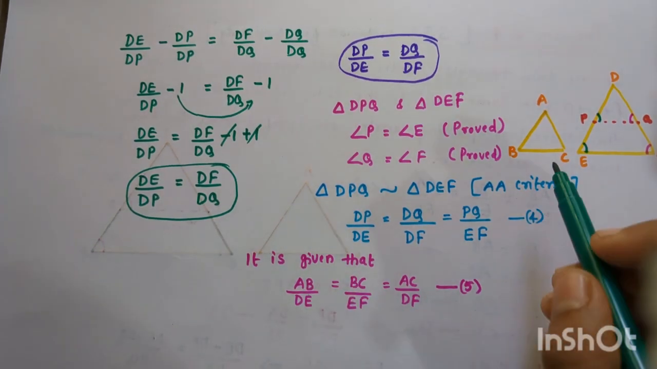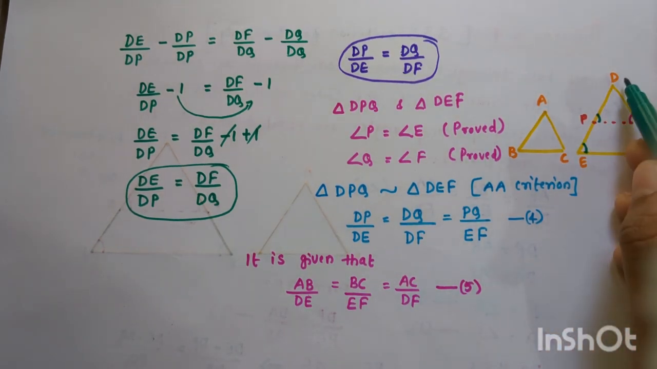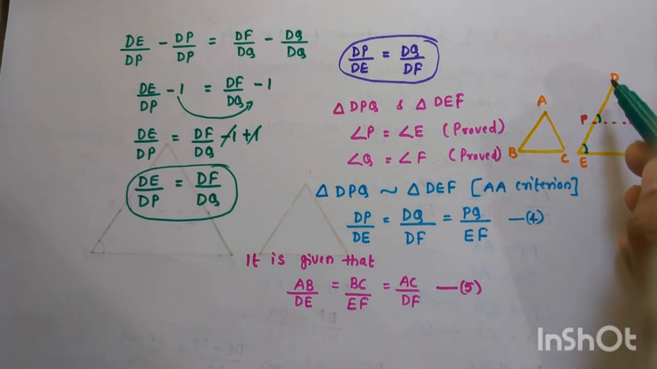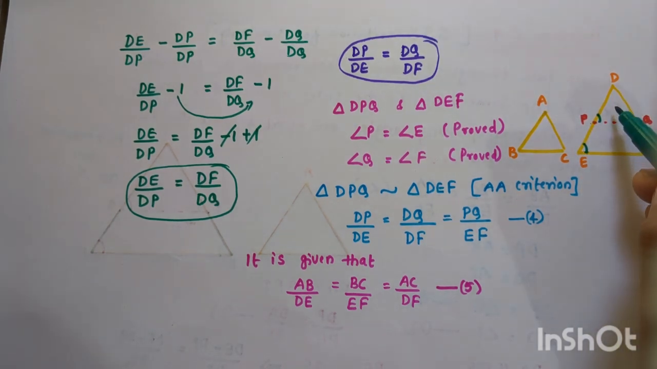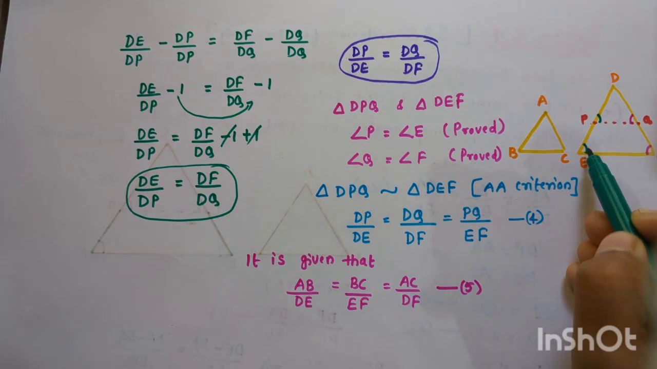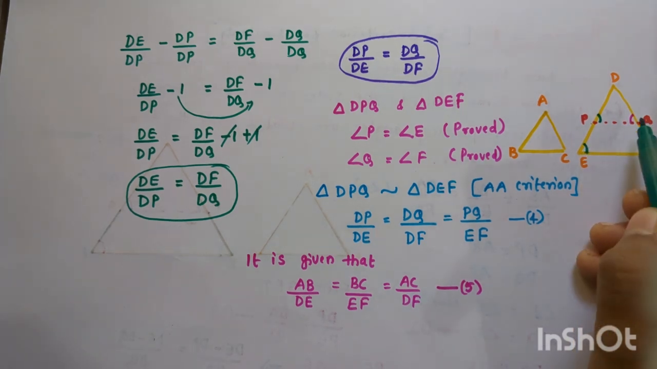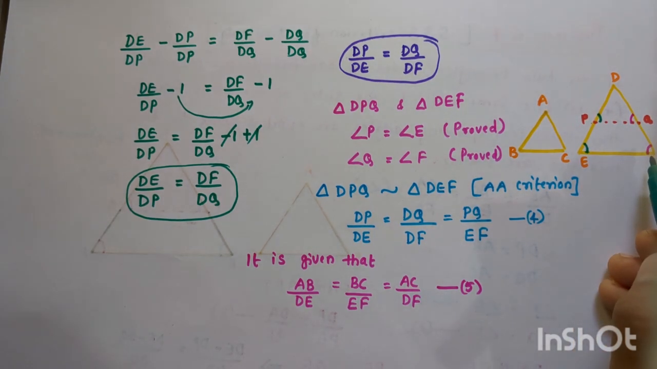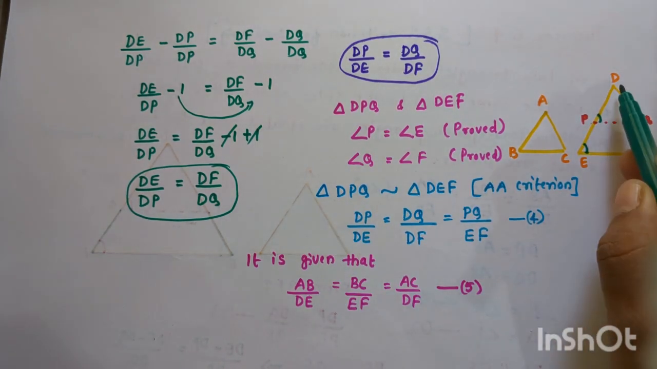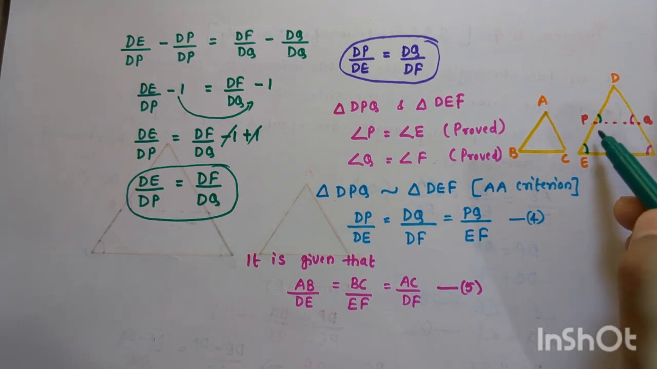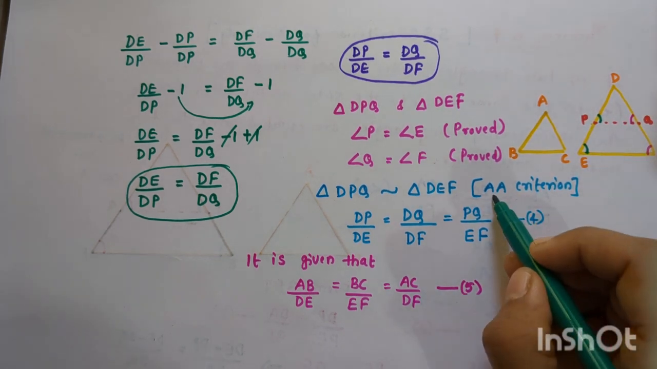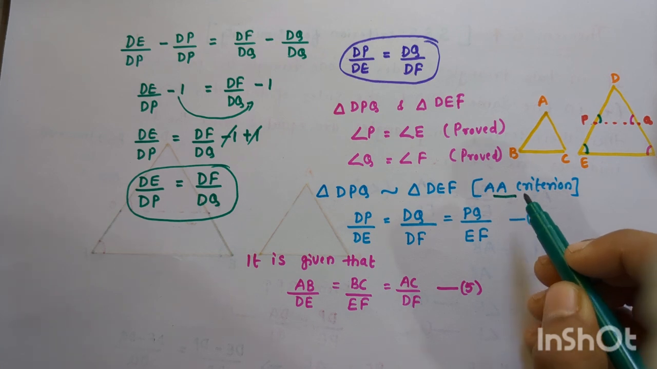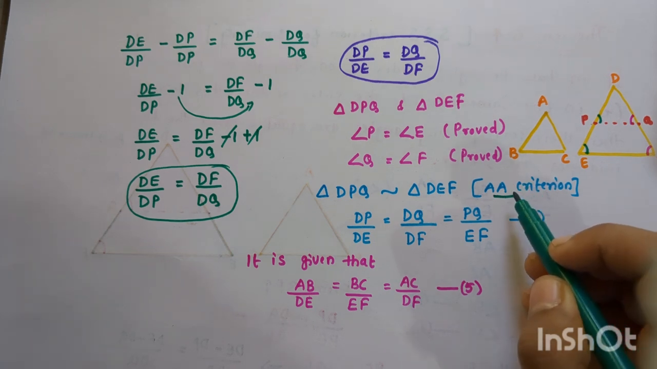Now let us consider this triangle DPQ, and let us consider this triangle DEF. We are considering the two triangles in the same figure. One is DPQ, another one is triangle DEF. See, we have proved that angle P is equal to angle E, and we have proved that angle Q is equal to angle F. So these two triangles, triangle DPQ and triangle DEF, are similar by AA criterion. That is by the AA similarity criterion for two triangles.